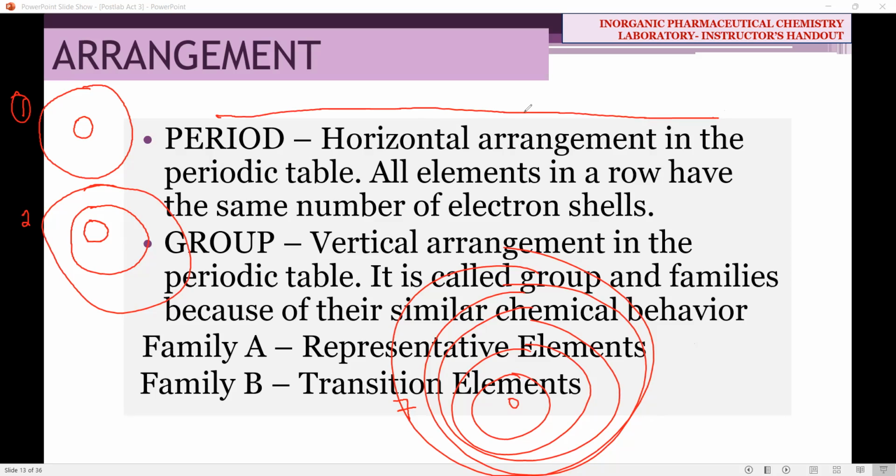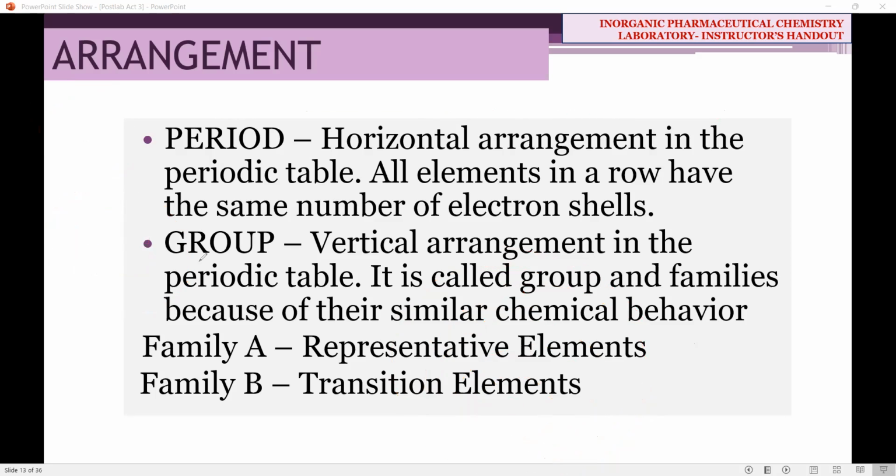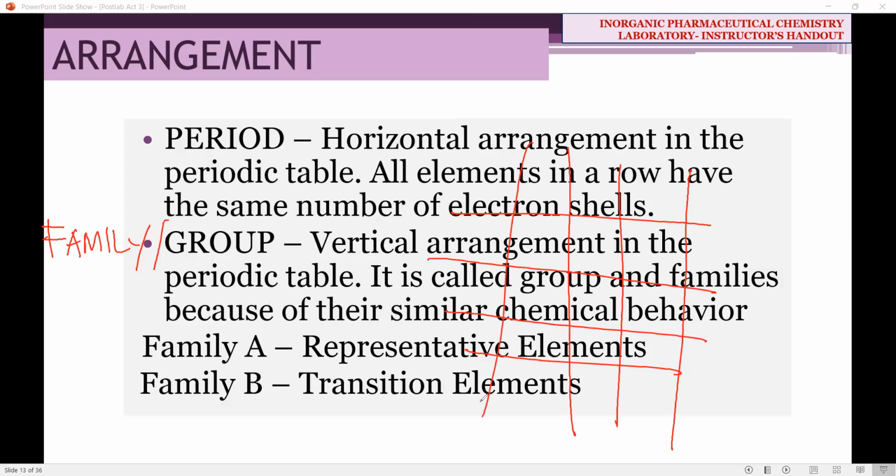By the way, another name for group is family. Maybe you will get confused, because sometimes we use the term family and sometimes the term group. Family or group, they are the same. This is the vertical arrangement in the periodic table. When you say vertical, it is upright. Horizontal was earlier; this time it is upright. That's the family or group.